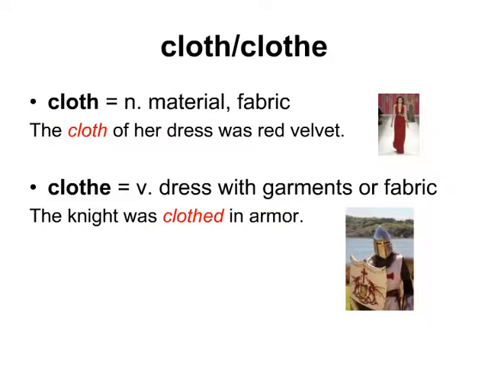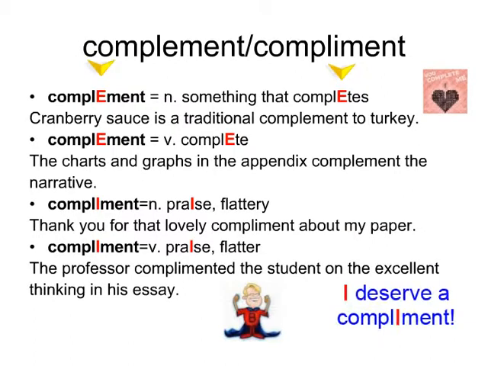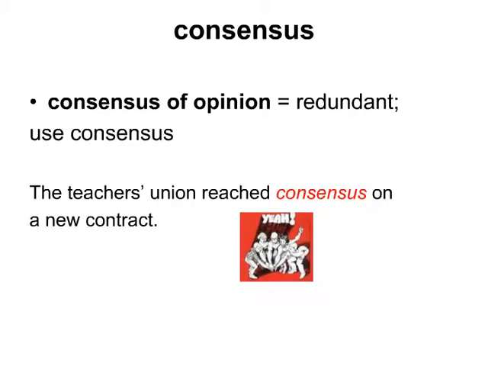Adding an E to cloth makes it a verb. There's one E in verb, there's one E in clothe. Look at the mnemonic device to differentiate compliment meaning to complete and compliment meaning to praise. Since the word consensus means a collective opinion, do not use consensus of opinion.